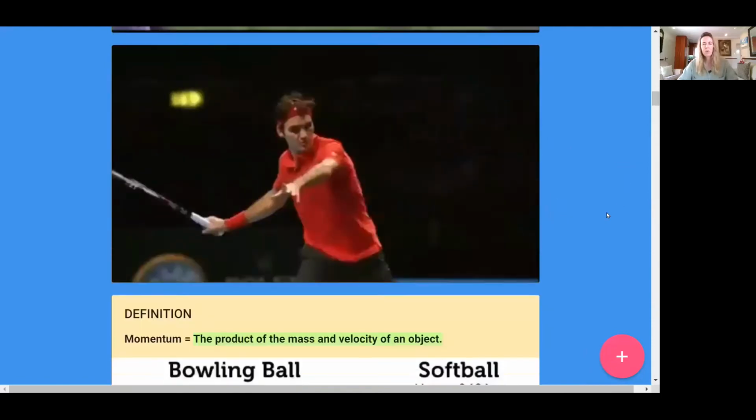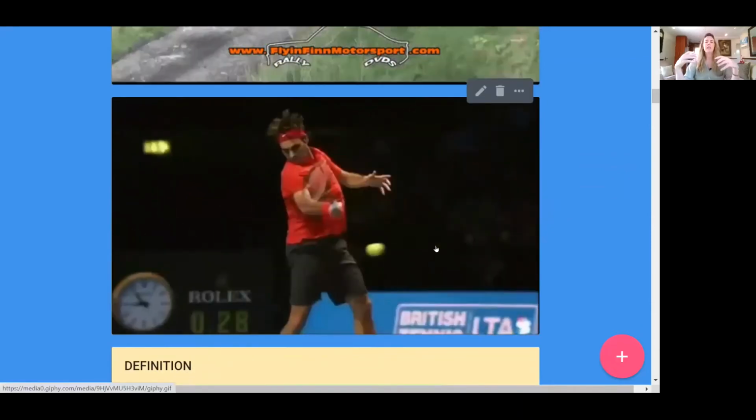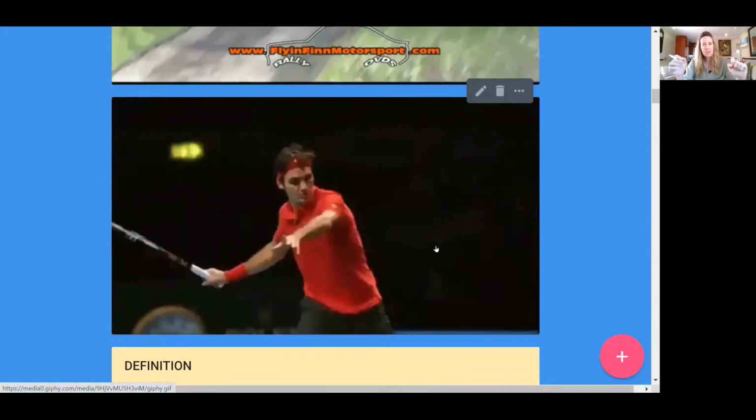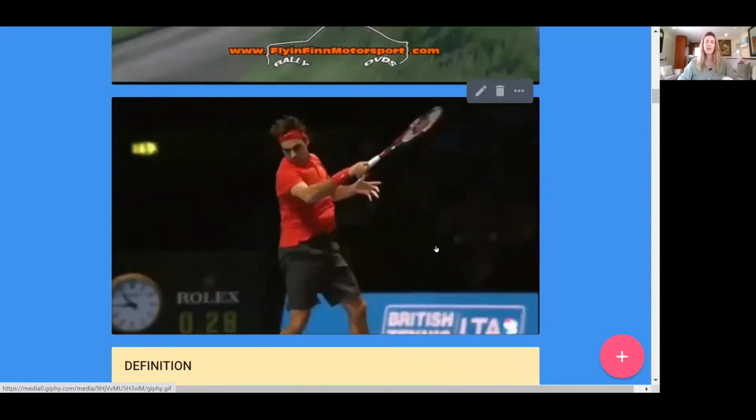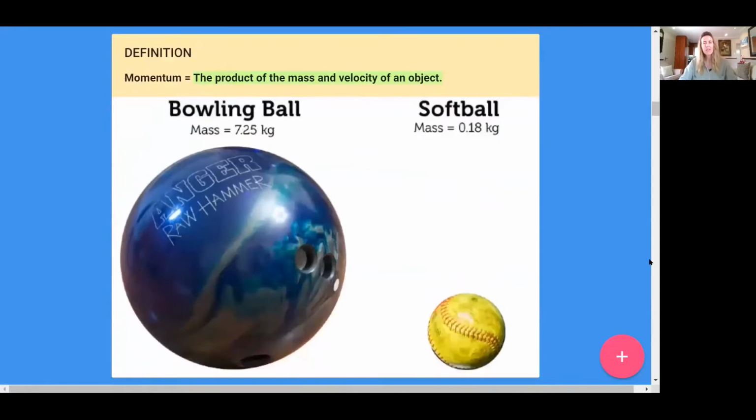Compared to the tennis ball with a much smaller mass and a much smaller velocity, this tennis ball would be much easier to stop, and therefore it has a lower momentum than that of the car. So now, thinking of the formal definition of momentum, this is what you should write according to the CAPS syllabus. The formal definition for momentum is the product of the mass and velocity of an object.